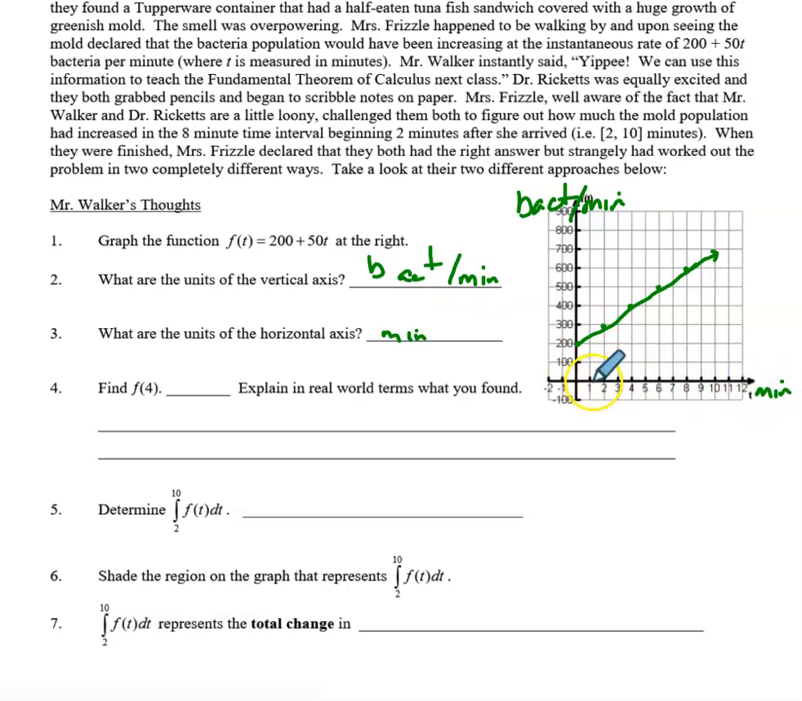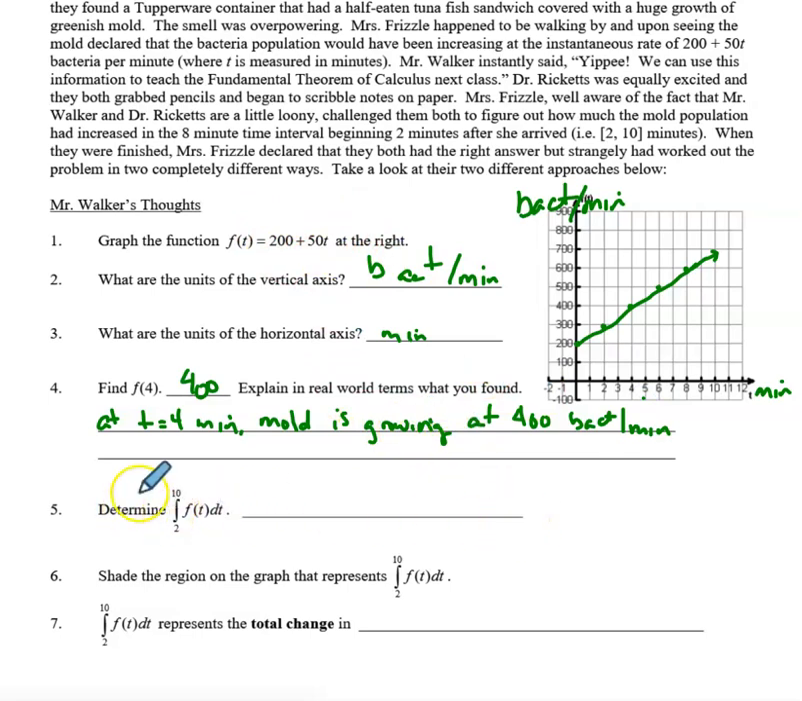So now if we want to evaluate f of 4, we just come over here and we get the number 400. So then they say, well, what does that mean in the real world? Well, what that means is that at time equals 4 minutes, and don't forget you need units, you need to state the time, the mold population is growing at a rate of 400 bacteria per minute. And we just read that value off of the graph. We could have also evaluated the equation at time equals 4.